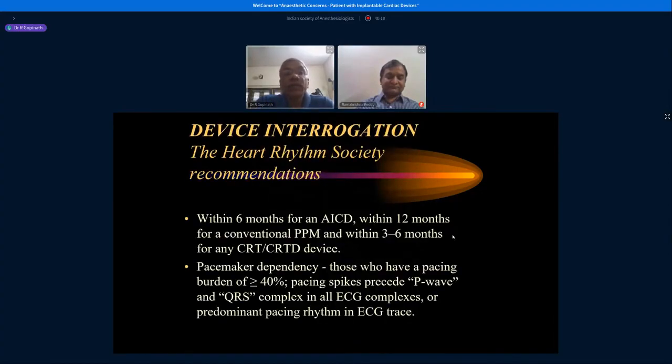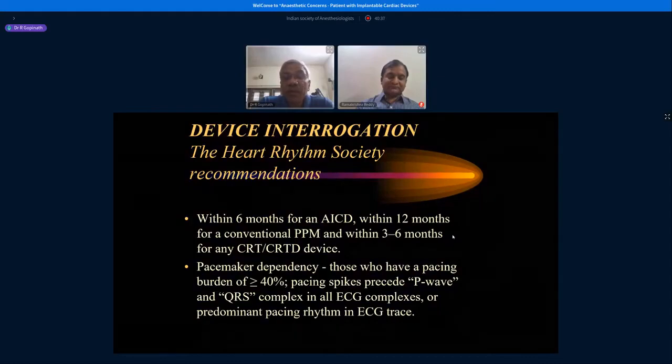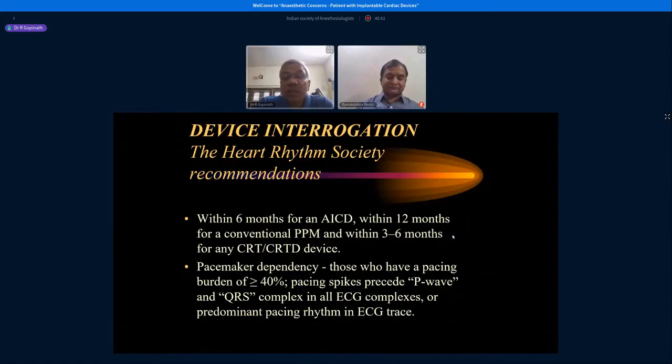So like I told you earlier, whenever you place a device, there is something called device interrogation. This is done by radio frequency or telemetry as it's called. So the Heart Rhythm Society recommends that whenever an AICD is placed, you interrogate within 6 months, or if it is a conventional or permanent pacemaker or pulse generator, within 12 months, and if it is for resynchronization therapy, then within 3 to 6 months you should interrogate the device.